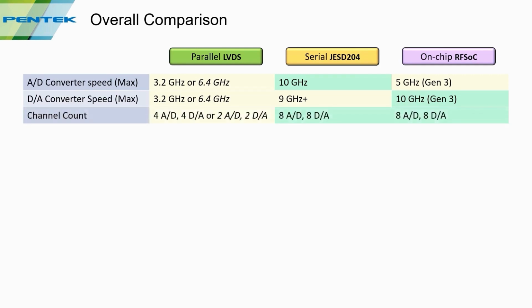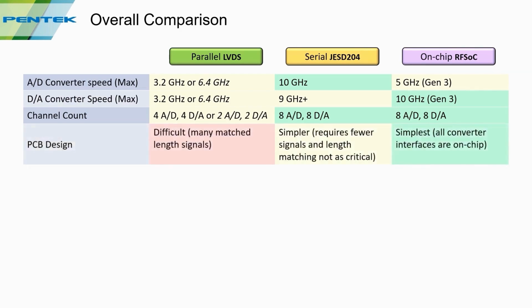As far as channel count goes, on the parallel A to Ds and D to As, you're looking at 4 and 4, or if you're going to run them at double speed, you're going to lose half the channels, so you're down to 2 A to Ds and 2 D to As. Serial JESD204, you're going to be running 8 A to Ds, 8 D to As, and RFSoC, again, you're at 8 and 8.